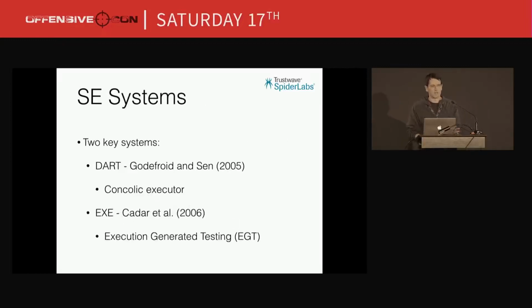There are two key implementations, and most symbolic execution systems or concolic execution engines are based on either DART or EXE. DART was a concolic executor, while EXE uses execution-generated fuzzing.